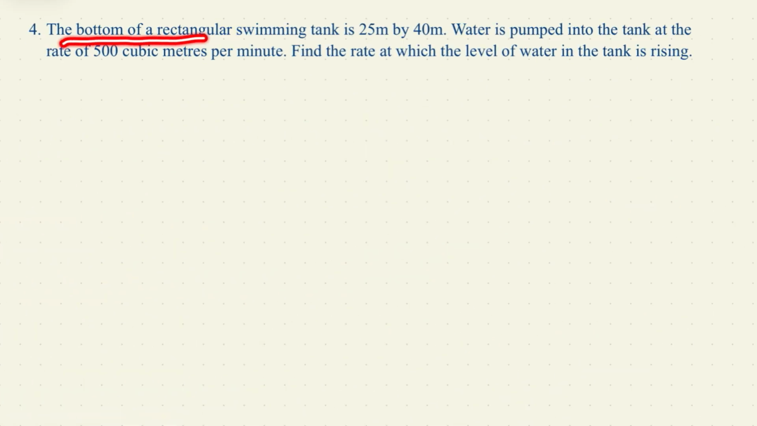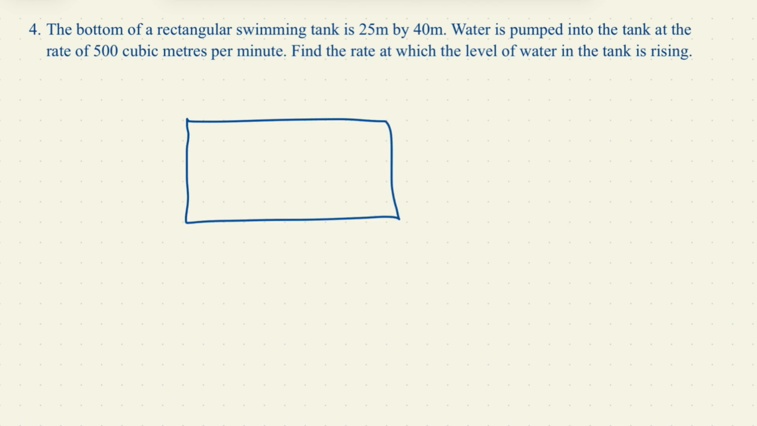The bottom of a rectangular swimming tank is 25 meter by 40 meter. Water is pumped into the tank at the rate of 500 cubic meters per minute. Find the rate at which the level of the water in the tank is rising. Here's a rectangular swimming tank, and obviously the shape of a swimming tank will be a cuboid. So first let us make a cuboid.